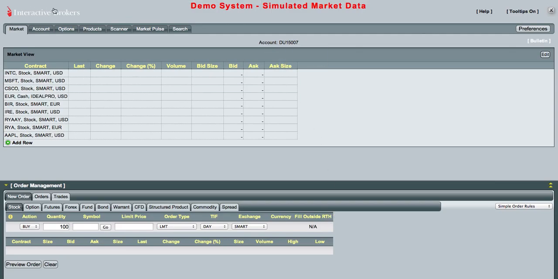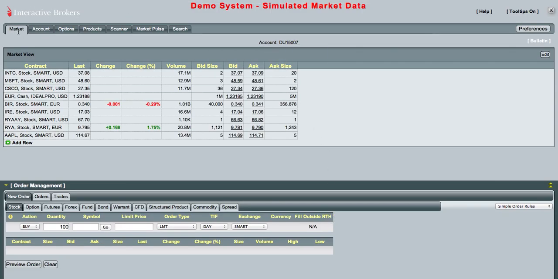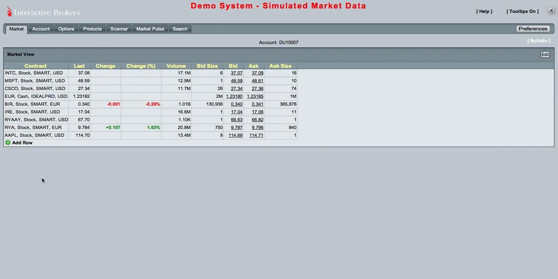So this is what you're going to see when it opens up. You're going to see market, account, options, products, scanner, market pulse, search. We're going to concern you with the first two just for now. And halfway down the screen, you see an order management window. So we're just going to minimize that for now.